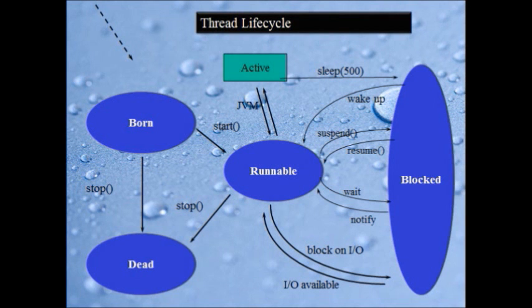This is the thread lifecycle. Initially, the thread is in the born state. When the start method is called, it will go to the runnable state. It will go to the dead state when the stop method is called from the born state or from the runnable state. When the suspend method or wait method is called, it will go to the blocked state. Then it will go back to the runnable state if the resume method or notify method is called.